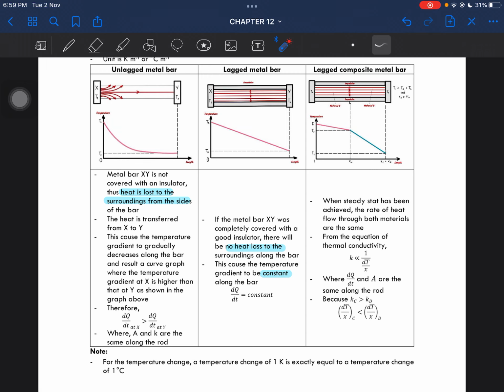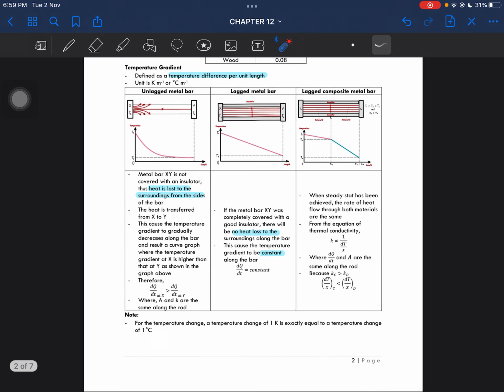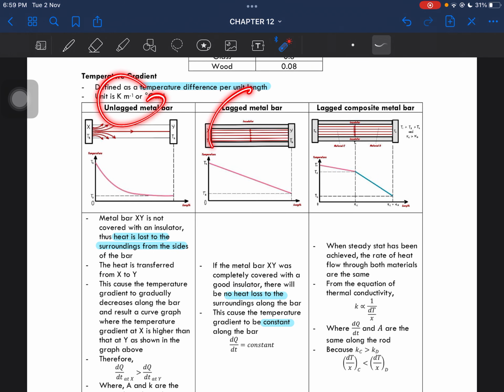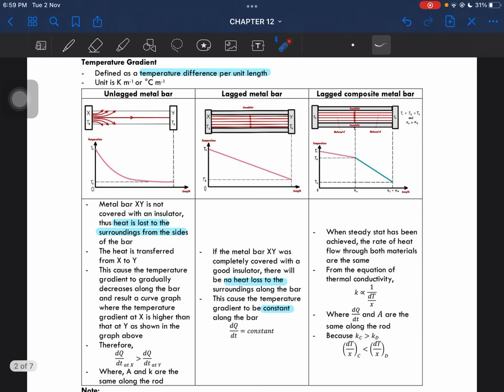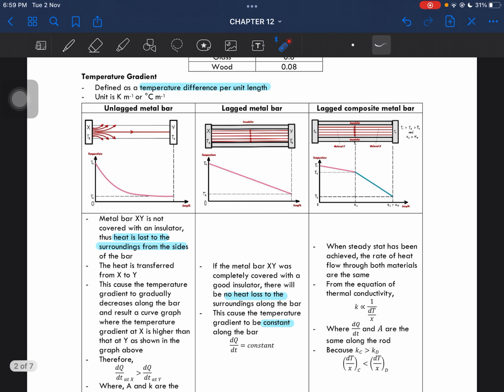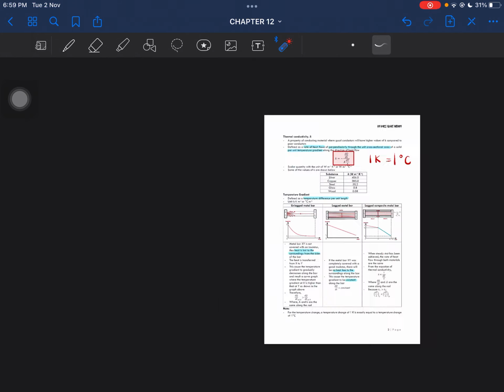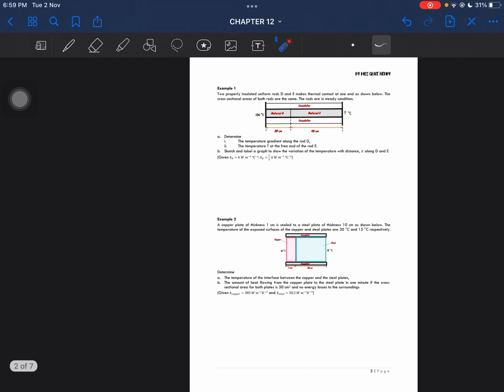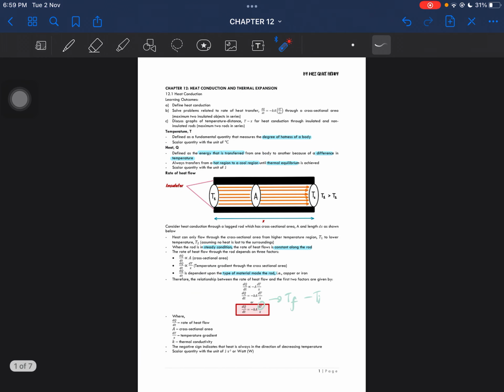Alright, so for this graph, it is advisable that you are able to draw this for all three types of bar, because last time there was a question asking the student to draw a graph showing, I think it's this one. Okay, so just make sure you are able to draw this graph. Alright, so that is on subtopic 12.1.